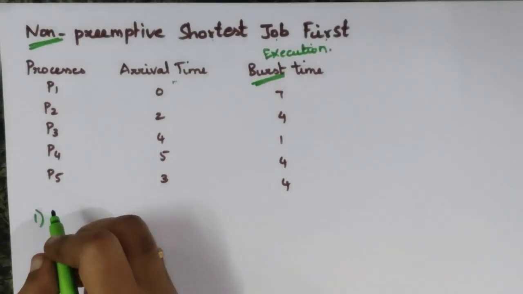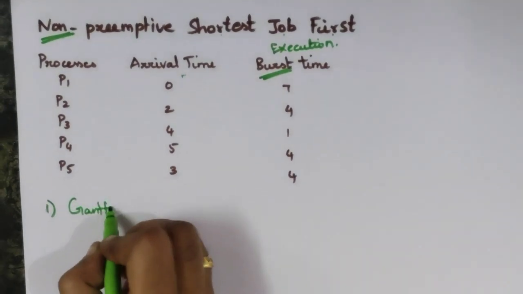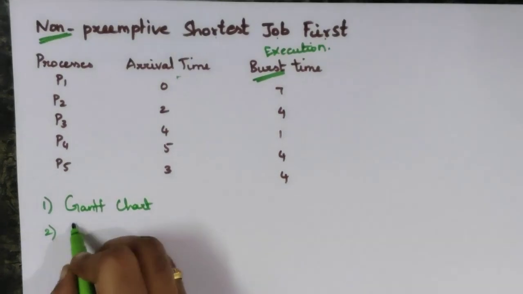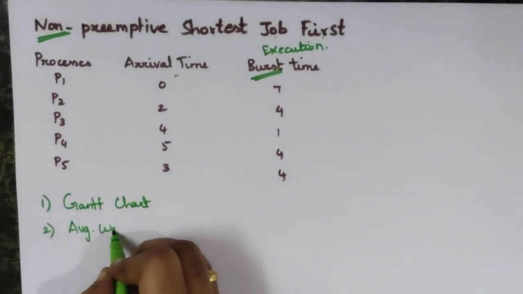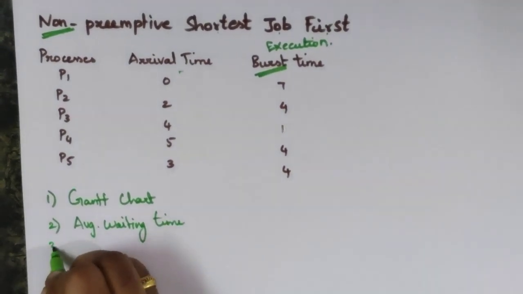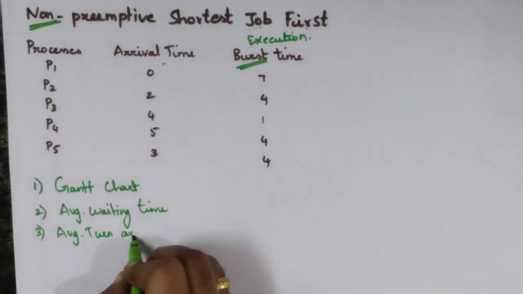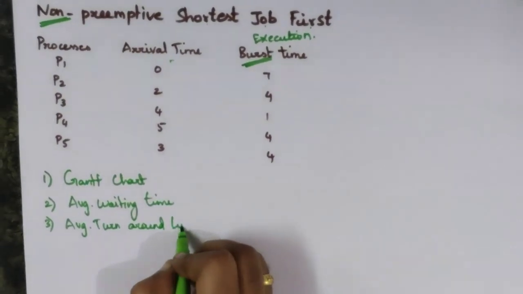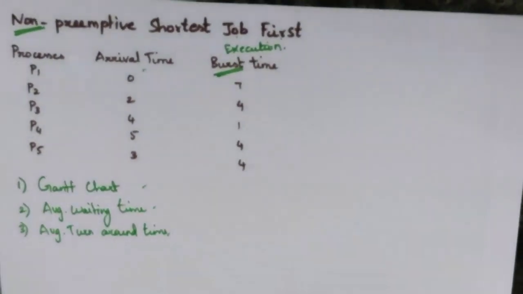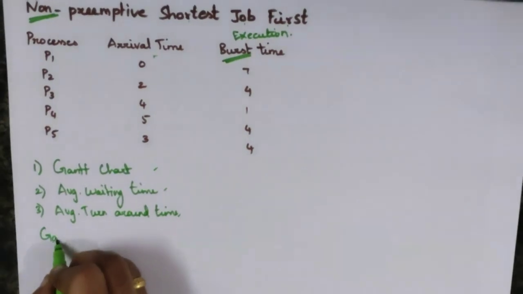Again, we have to do 3 things. Number 1, we have to draw the Gantt chart. Number 2, we have to find the average waiting time. Number 3, we have to find the average turnaround time. These are the 3 important things we have to do for shortest job first scheduling. First we are going to draw the Gantt chart.